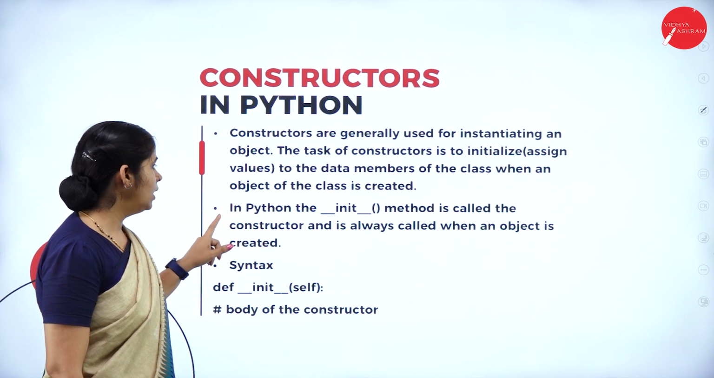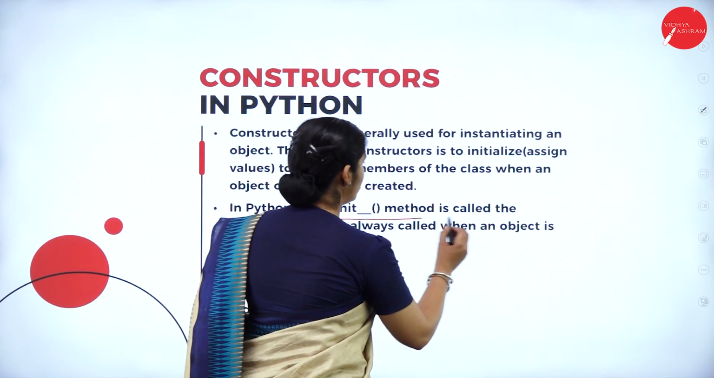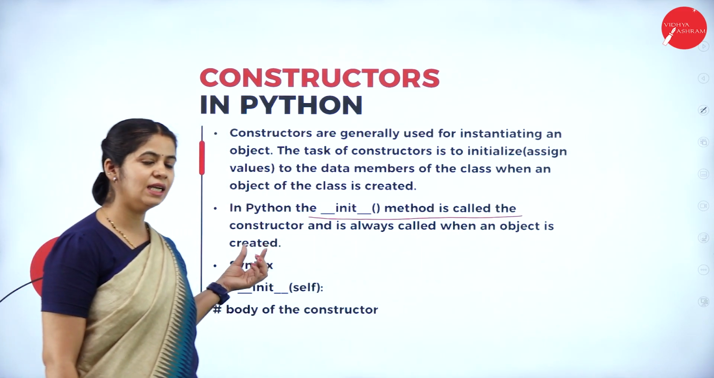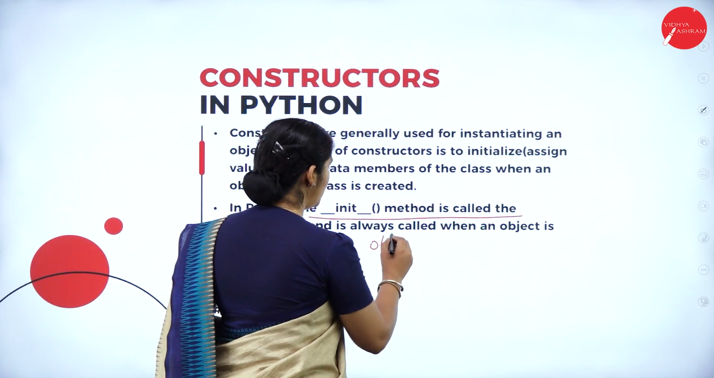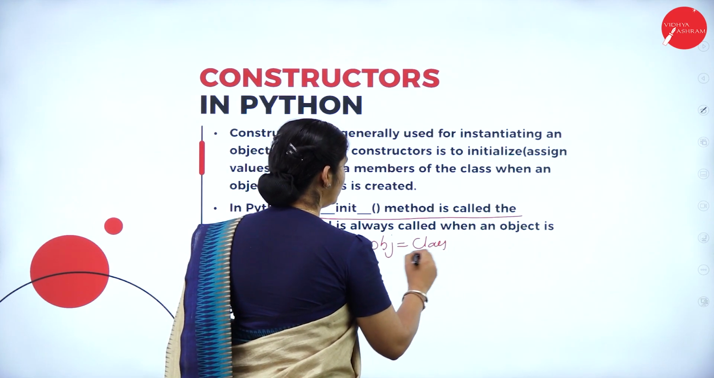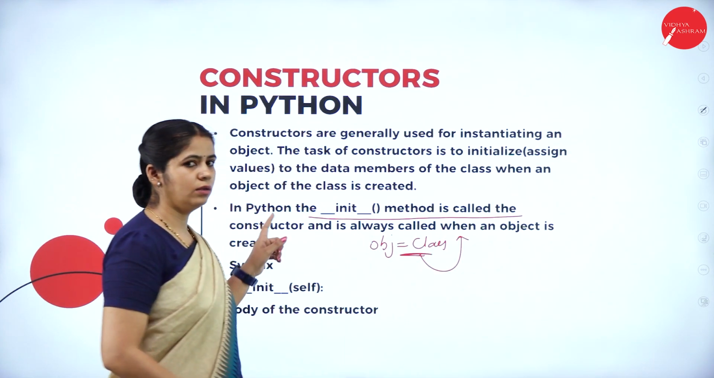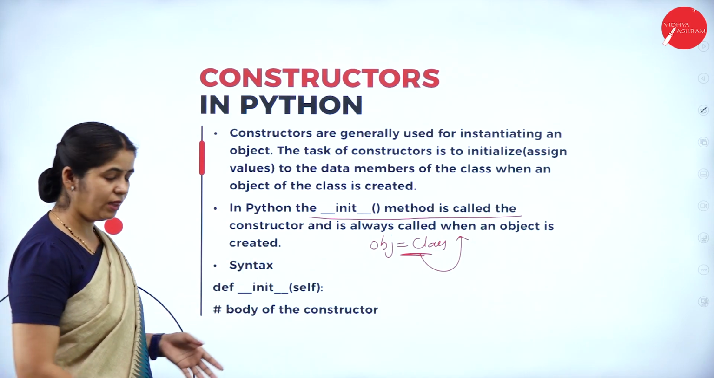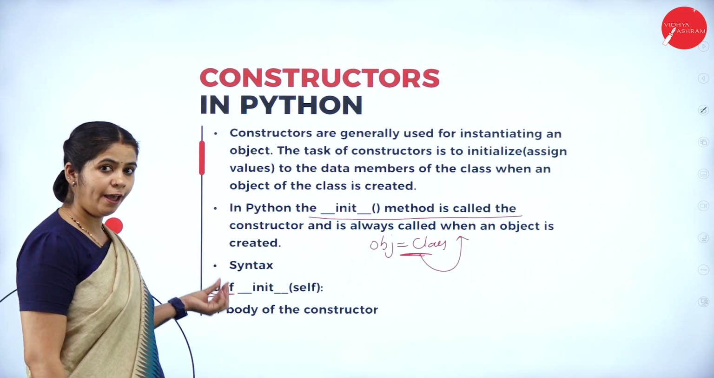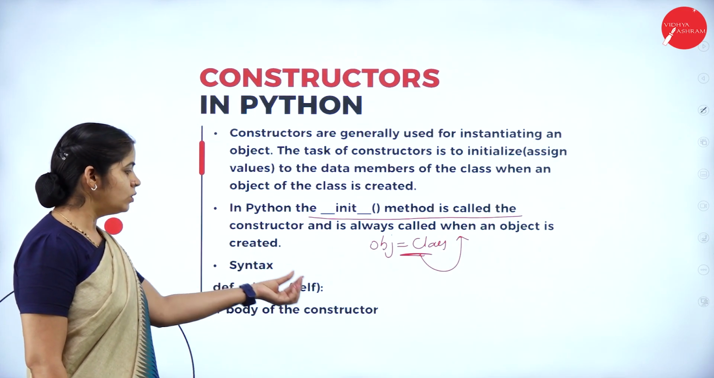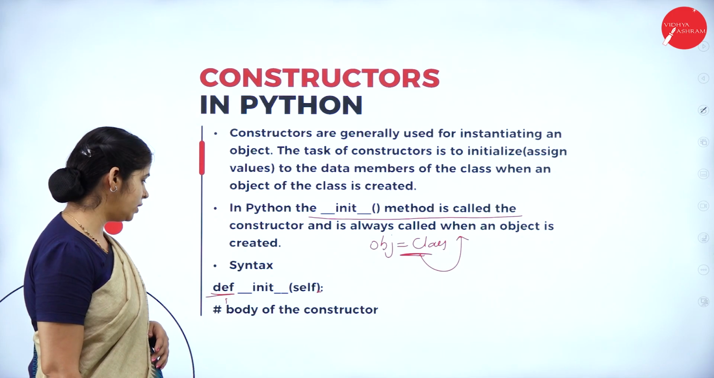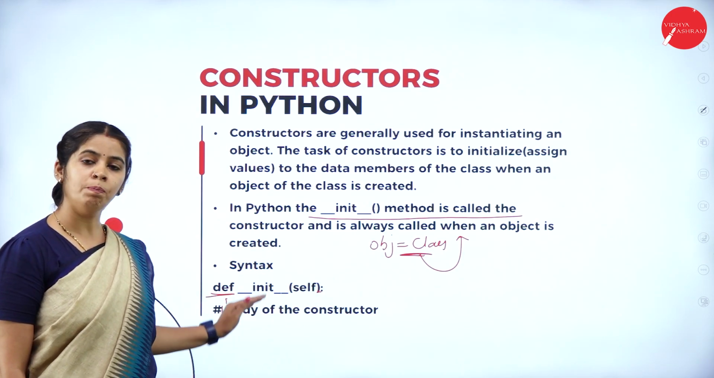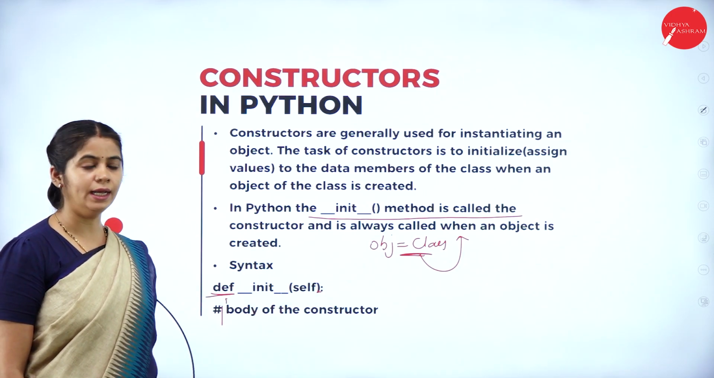When the object is created, we should give the value for that particular attribute of the object. In Python, the init method is called the constructor, and it is always called when the object is created. Whenever we create obj equal to class, at that instant the init function will be called. Syntax for the init function: as it is a method, we use the keyword def, because we are defining a method, with the self parameter as default, and then we give the body of the constructor with self.attribute name and then the functions or methods that follow in that particular class.